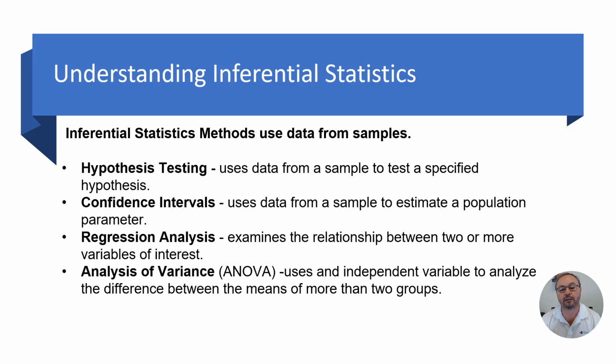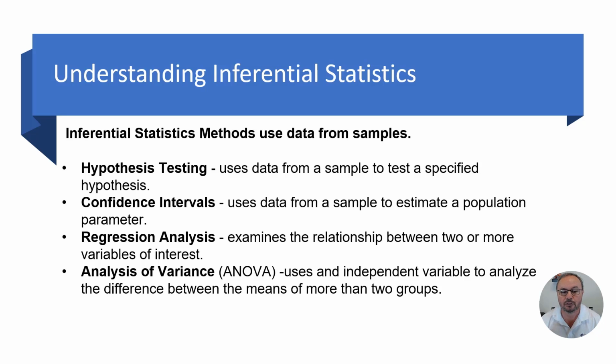This is where we're going to use data from a sample to test a specified hypothesis. Confidence intervals is a little different. This is where we're going to use data from a sample to estimate a population parameter. For example, what is the income level? Or what is the education level? Do they have bachelor's degrees? What's the average number of masters? These are things we could ask using intervals.